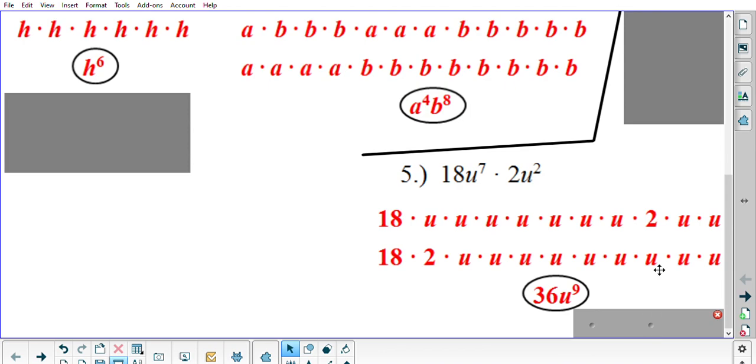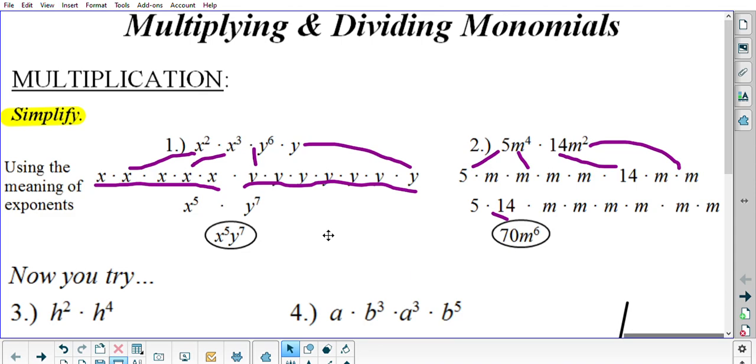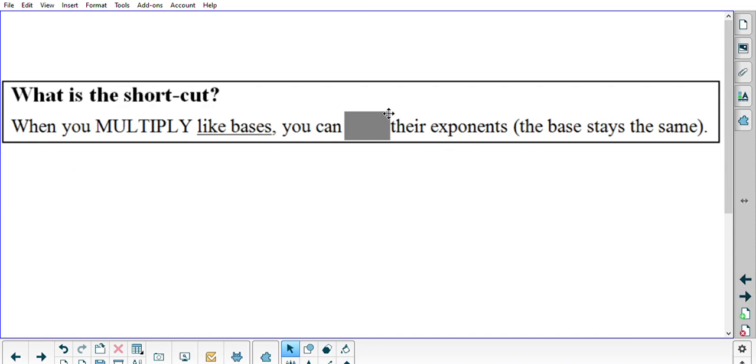Now, if you're sitting there thinking, oh my goodness, do I have to write out all this work? I've already discovered a shortcut. I'm glad you have discovered a shortcut. Let's talk about this shortcut that I bet a lot of you have discovered. When you multiply like bases, and by like bases I mean like x's times x's, y's times y's, you can do a very nice shortcut. You can add their exponents together.